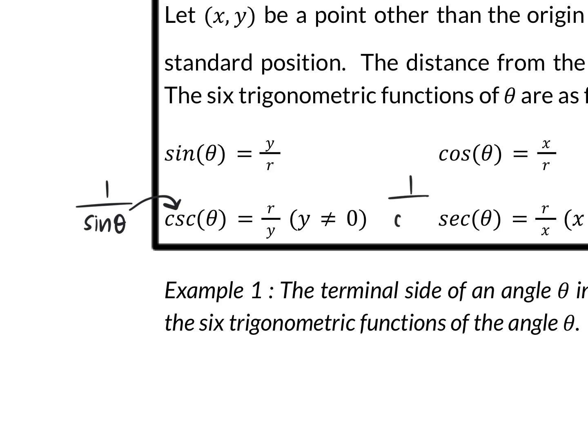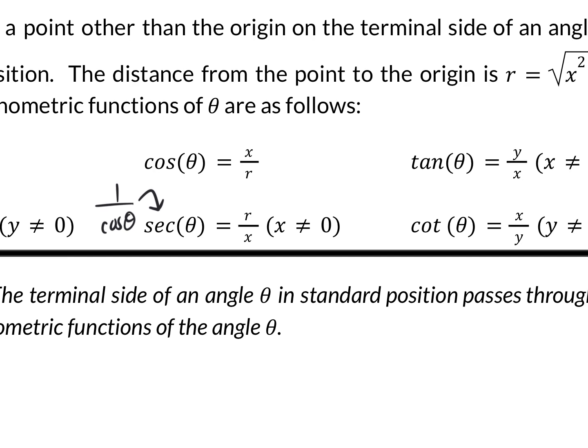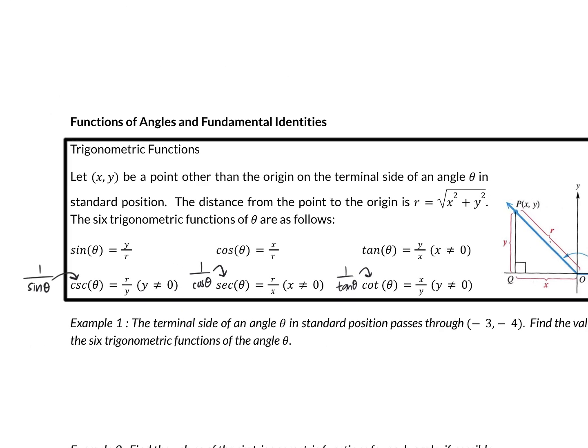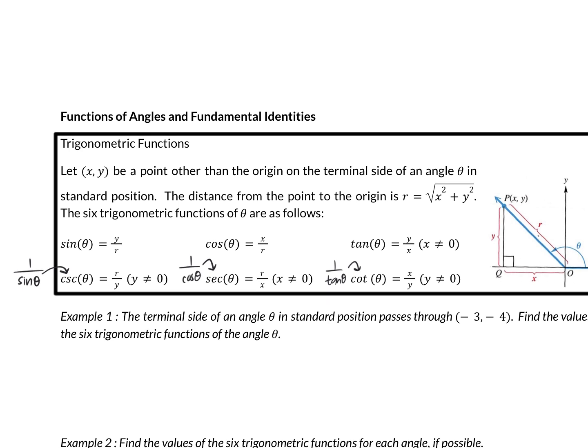Secant is actually just 1 over cosine of theta. And then cotangent is just 1 over the tangent of theta. Okay, now you're given a picture here where we've got a radius of r, and then we've got our height, which is our y coordinate, and our horizontal distance, which is our x value. So we can still think about sine, cosine, tangent in terms of SOHCAHTOA.